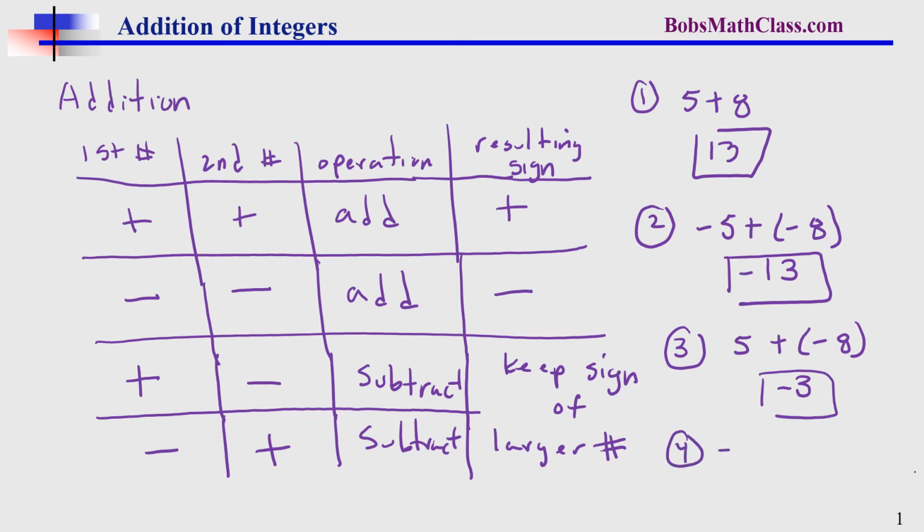All right, one more. Negative 5 plus 8. Again, the first number is negative, the second number is positive. Therefore, the signs are different. So we're going to subtract the numbers. What's 8 minus 5? Right, 3. And then we keep the sign of the larger number. The larger number is 8 and it's positive, so it stays positive. So therefore, we don't put a sign in front of it. So just the answer is 3.